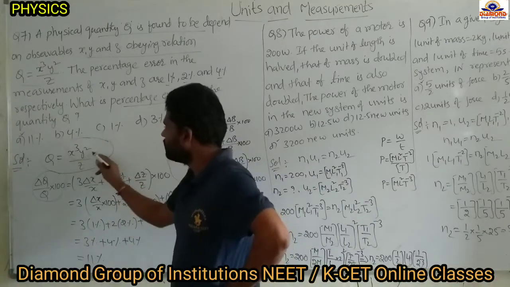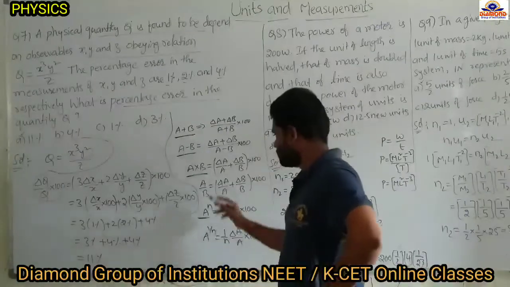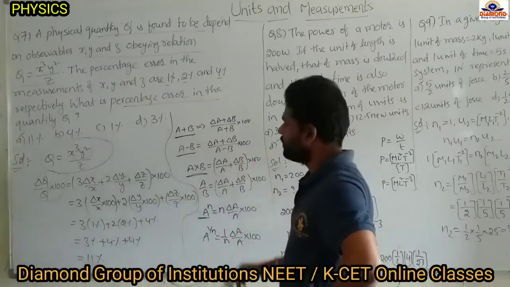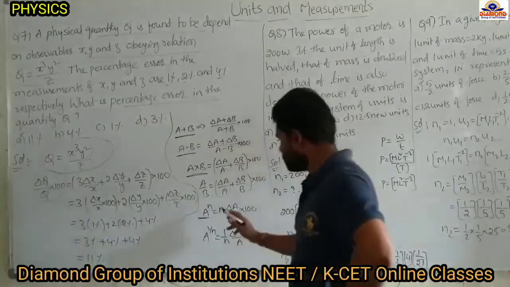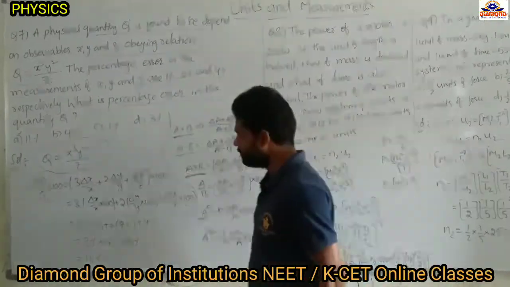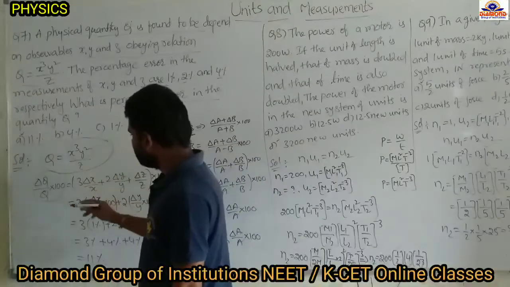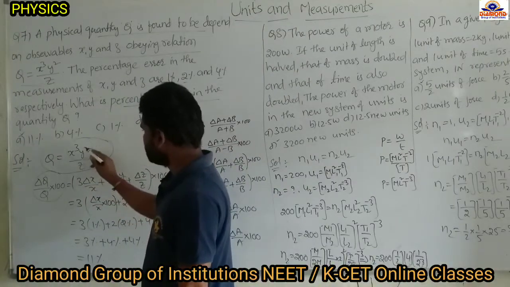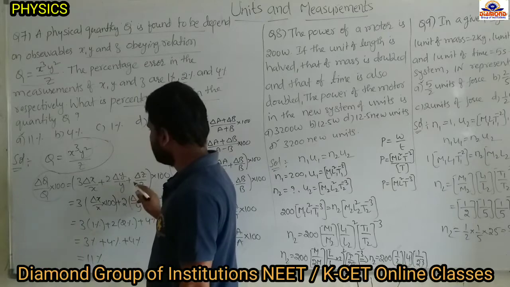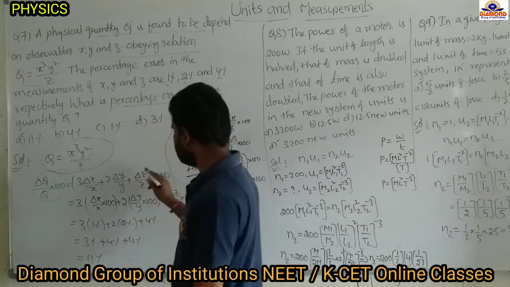Here the product is there, so then del a by a plus del b by b, and the power is there. If power is there, the power will be written in front of that one. That means for x cubed we can write 3 into del x by x, plus y square 2 into del y by y, plus z power is 1 only, del z by z.